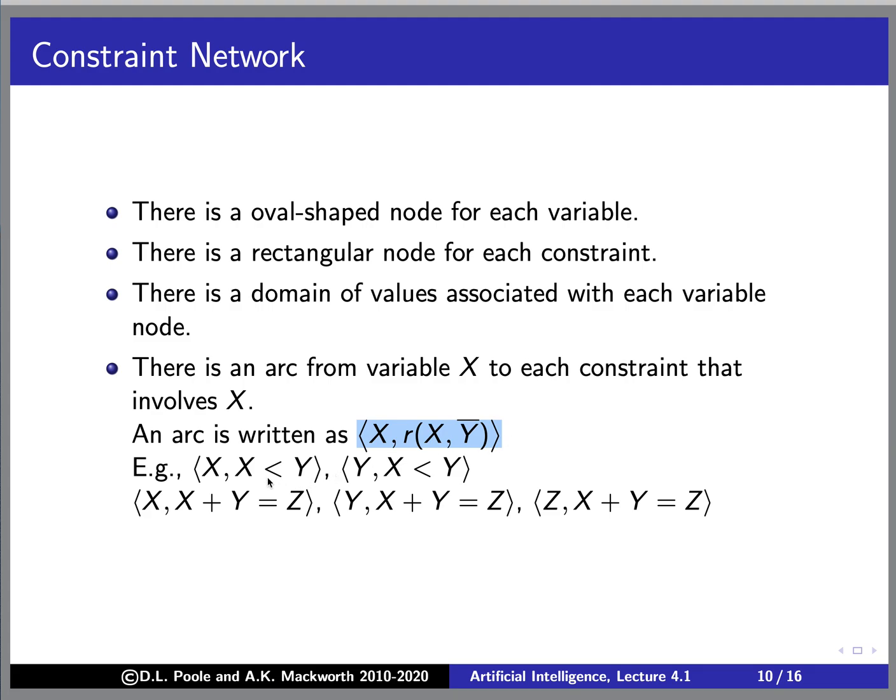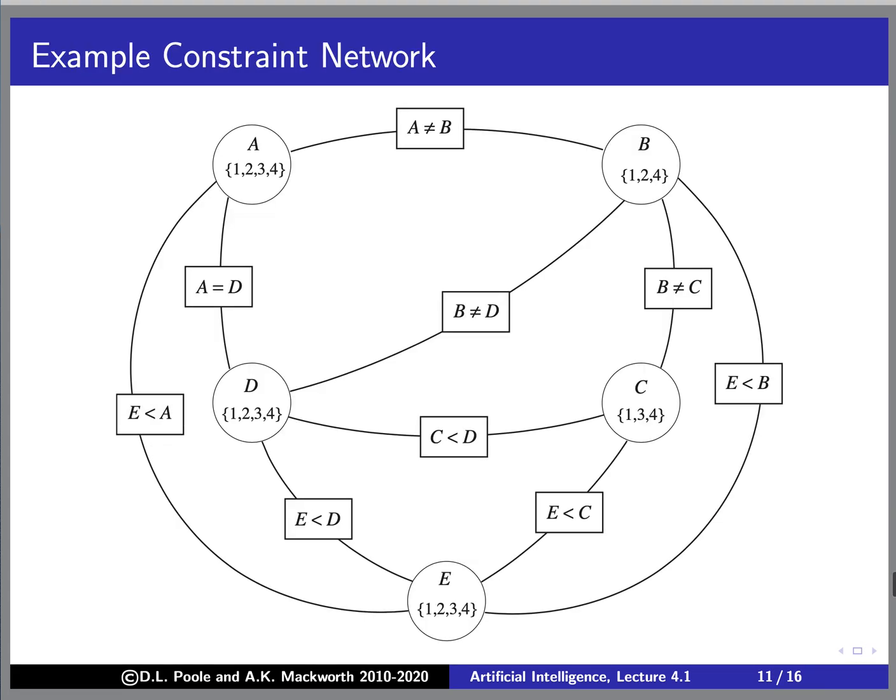So, for example, the constraint x is less than y has two arcs: one between variable x and the constraint x is less than y, and one between variable y and that constraint. The constraint x plus y equals z has three arcs: between x and the constraint, between y and the constraint, and between z and the constraint. So here is the network that we did before. There are variables: a is 1, 2, 3, 4, and b is a node over here. We've removed the value 3 from b, so it has the values 1, 2, and 4. Similarly for d. The constraint that b is not equal to d is a constraint between variables b and d. Similarly, c is less than d is a constraint between the variable d and the variable c.